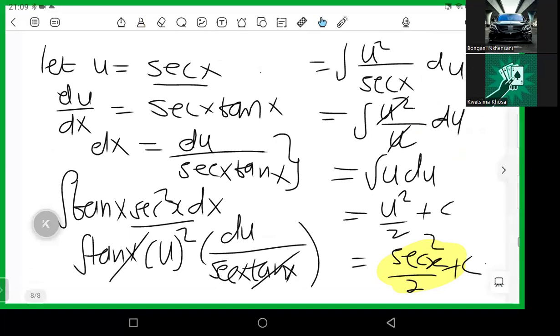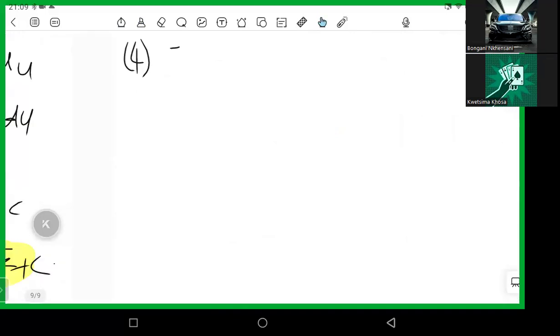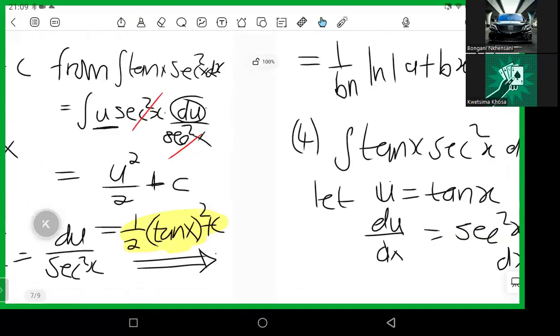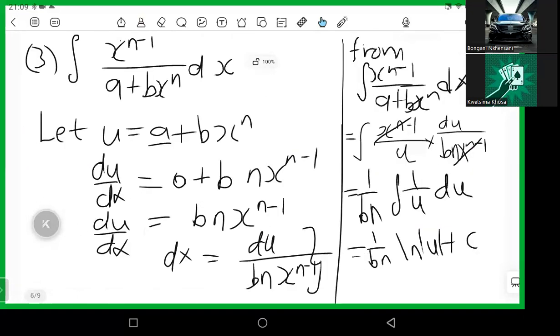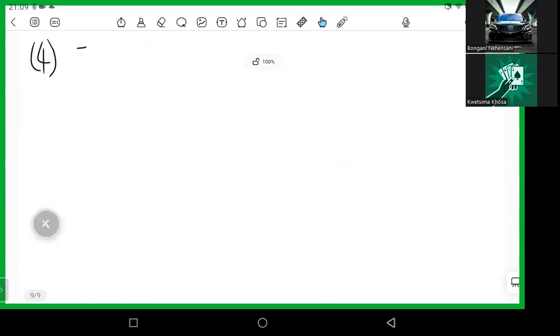So now let's go to example 4. If you are having, I think that was example 4. Let me see. Yeah, it was example 4. So now we'll go to integration by parts.